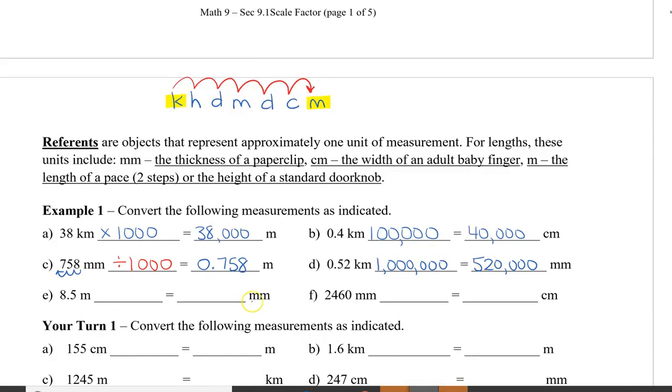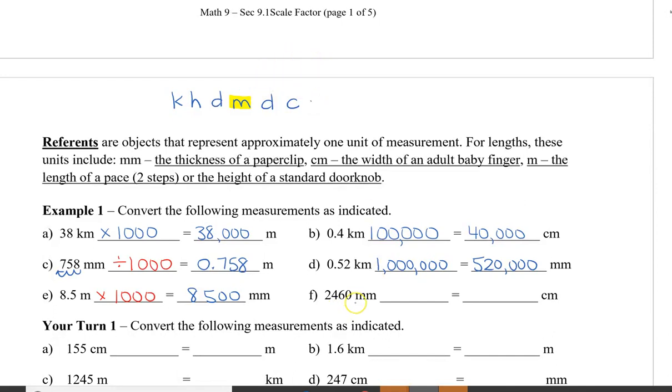Okay, the next one we have meters to millimeters. I'm going to erase this again, just so that we can start fresh. And we have meters, and we're going to go to millimeters. So we're going down 1, 2, 3. So we're going to times this by 1,000 because that's 3 zeros, and then that will give us 8,500.